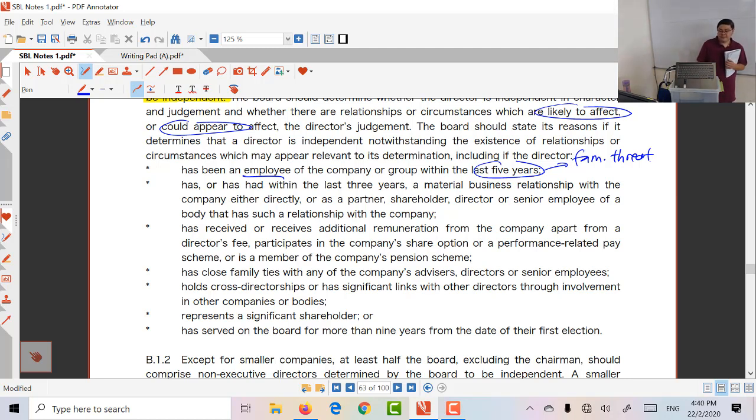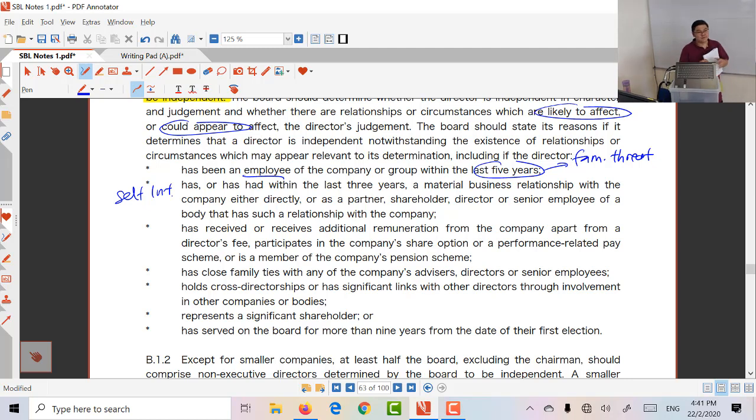Okay, if that person has or has had within the last 3 years a material business relationship with the company, either as a partner or as a shareholder, as a director, or as a senior employee. So why does having a material business relationship affect you? Self-interest. Give me an example of how this material business relationship can affect the director. How do you use this to manipulate or control a person? You help me, I help you. You don't do this, I don't give you this.